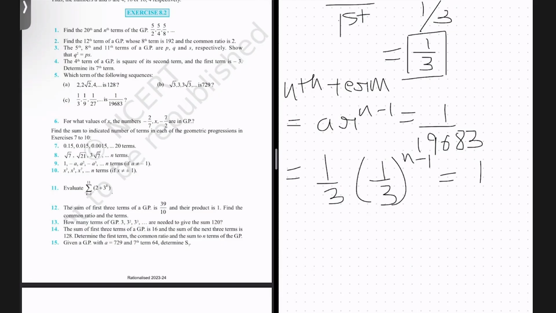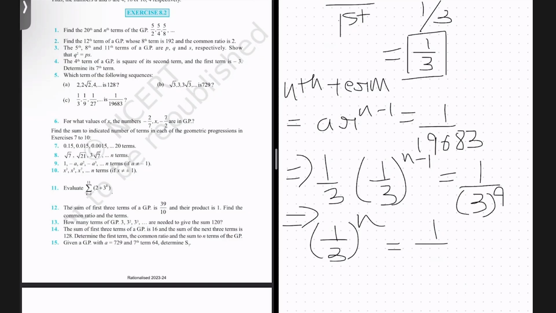19683 is nothing but 3 raised to the power 9. So you can express this as 1 upon 3 raised to the power 9. Powers get added up when they're multiplied. So on the LHS, what you're now going to have is 1 by 3 raised to the power n, because n minus 1 plus 1 is going to be n.